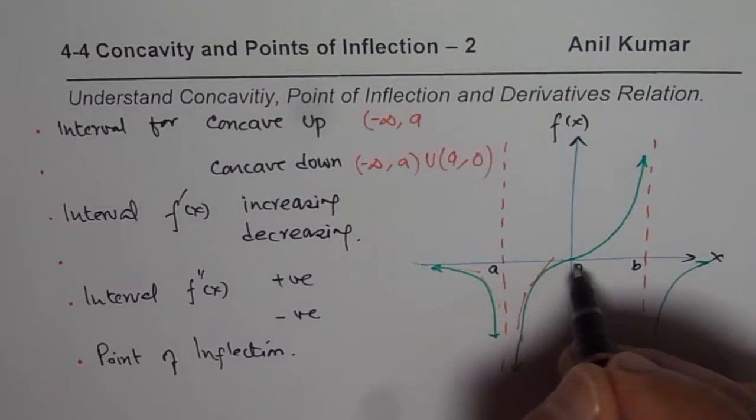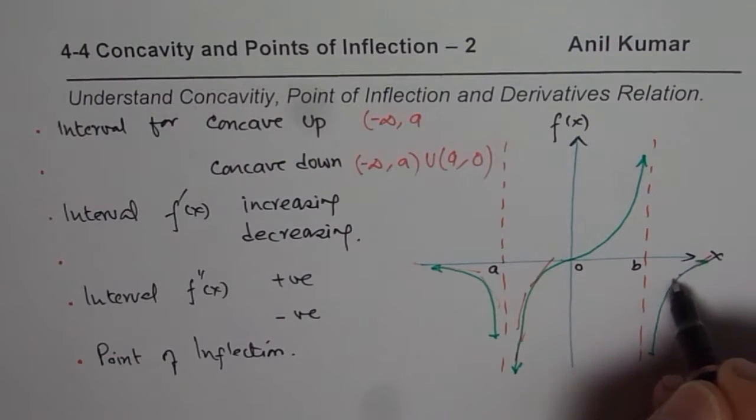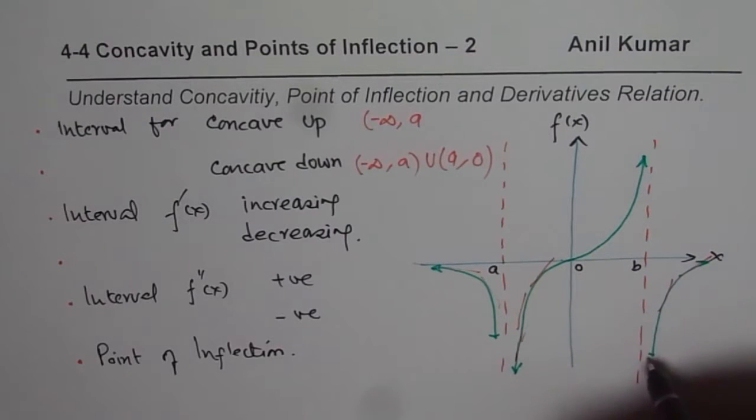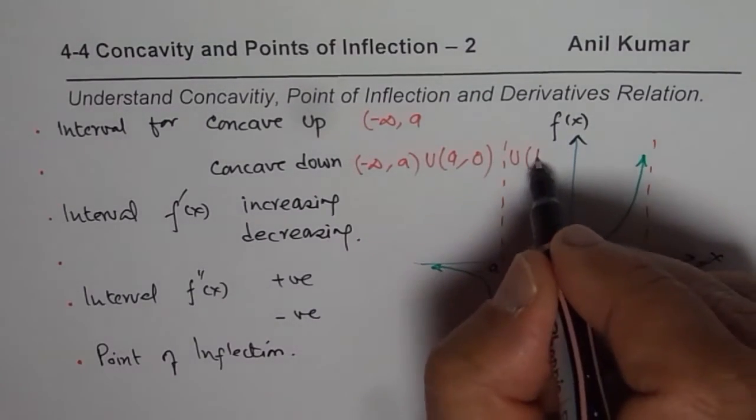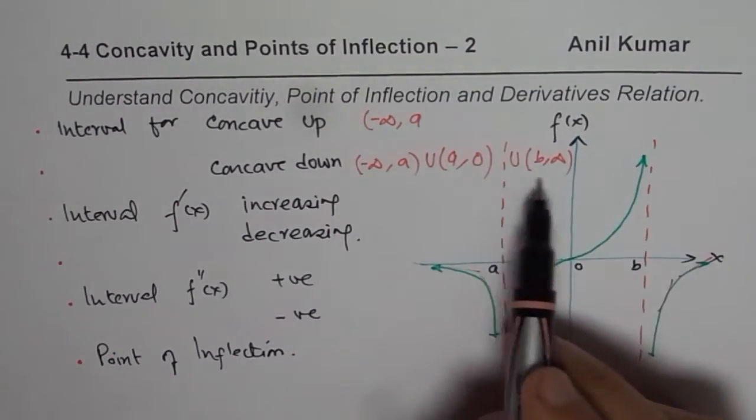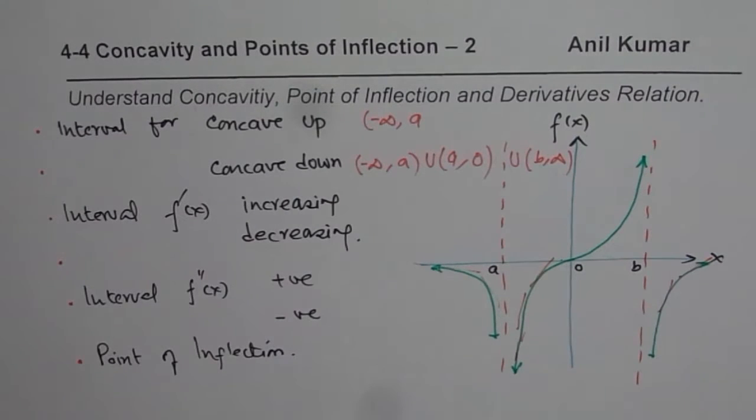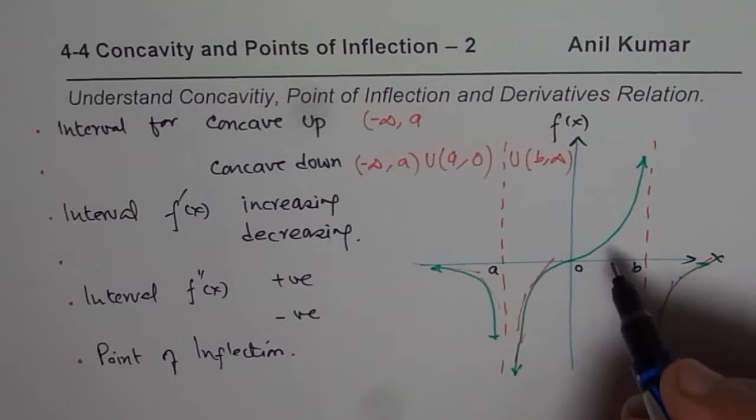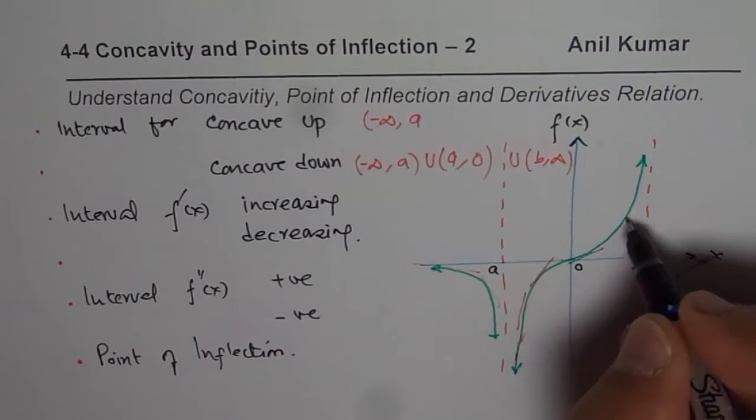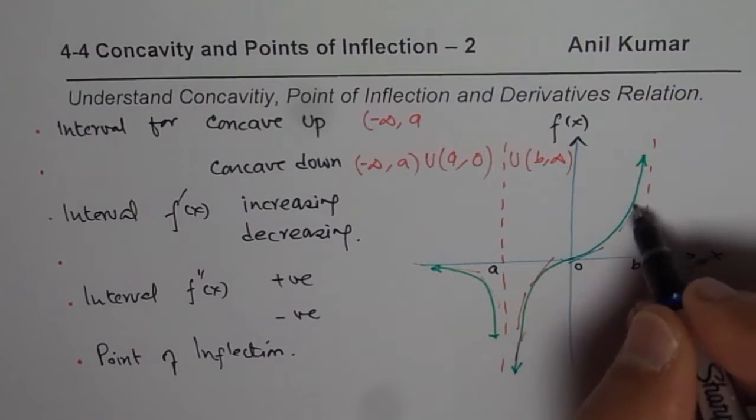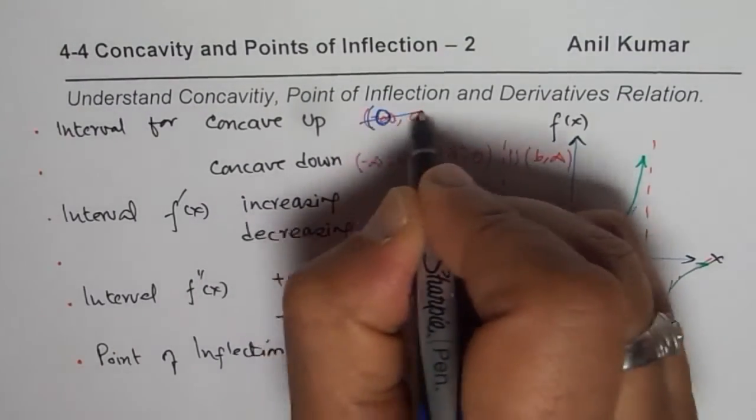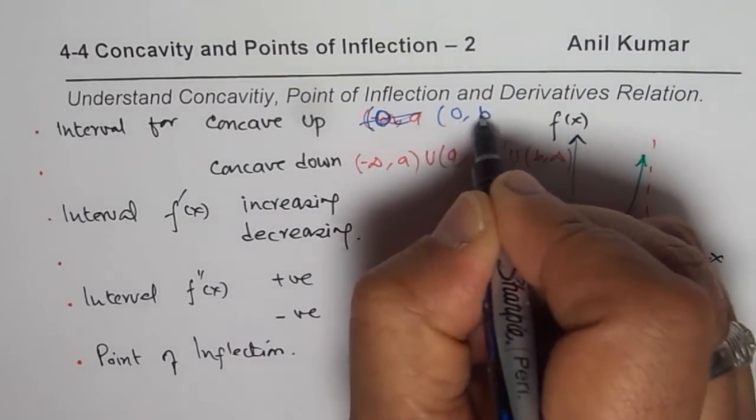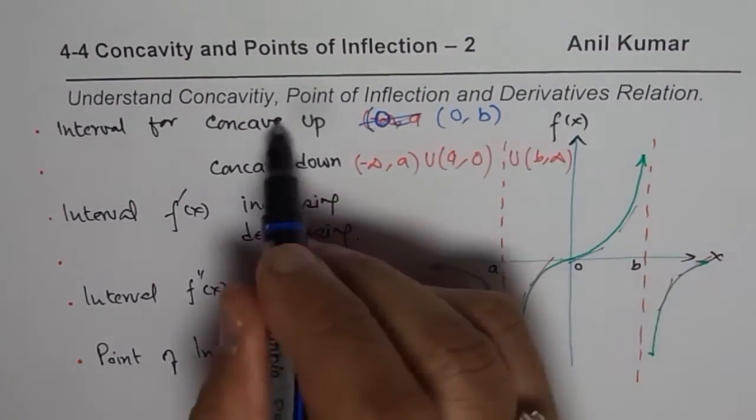Here it goes across, so that's a different point. And in this portion also, the graph is below the tangent line, so the union b to infinity is also concave down, correct? Now to find the portion where it is concave up, if I draw the tangent line, the graph is over the tangent line from 0 to b. So from 0 to b, it is concave up.